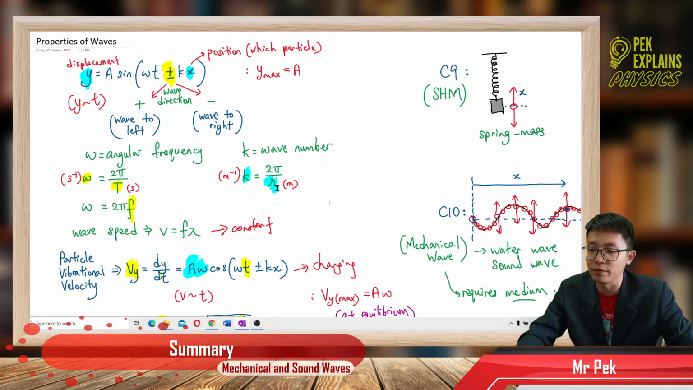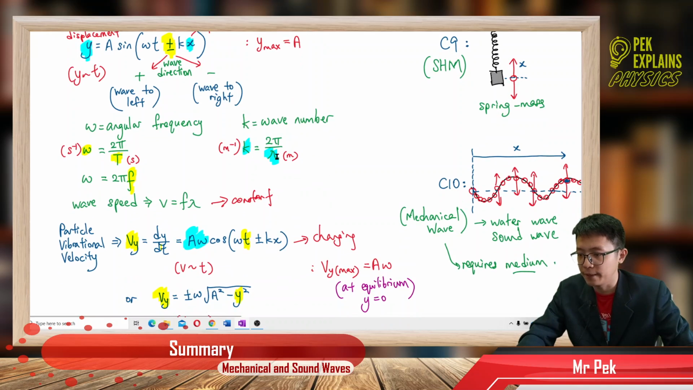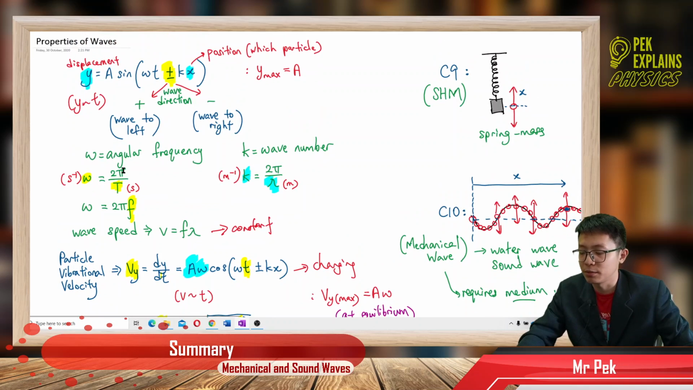So similarly, if lambda is in cm, then k is per cm. So you must always check the unit. Okay, so you see, omega is related to the period and k is related to lambda. From omega, you can get the period or frequency, but from k you can get lambda. So these two are important. We can get frequency from omega, and we can get lambda from k.